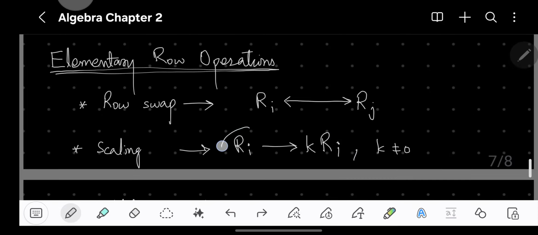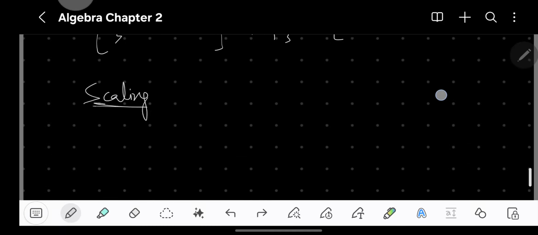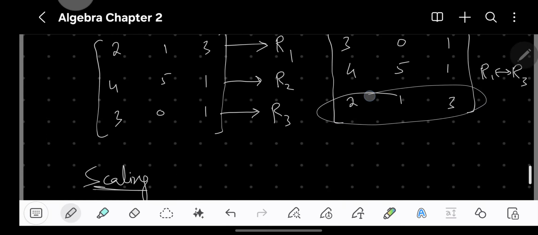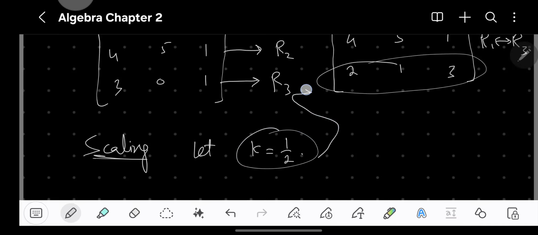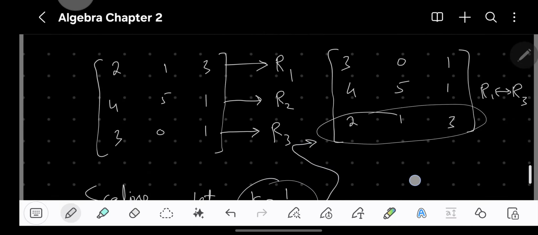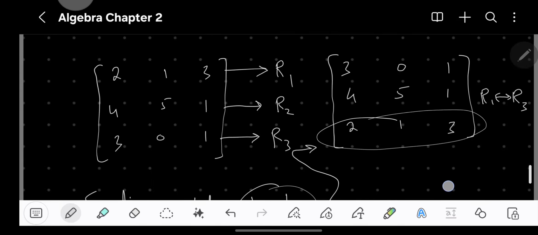In scaling, I have to choose a row Ri, and then I have to find a non-zero constant. I have chosen this row, and I want to choose a non-zero constant. Let k be equal to 1 by 2. This k can be multiplied with the last row to rescale it.